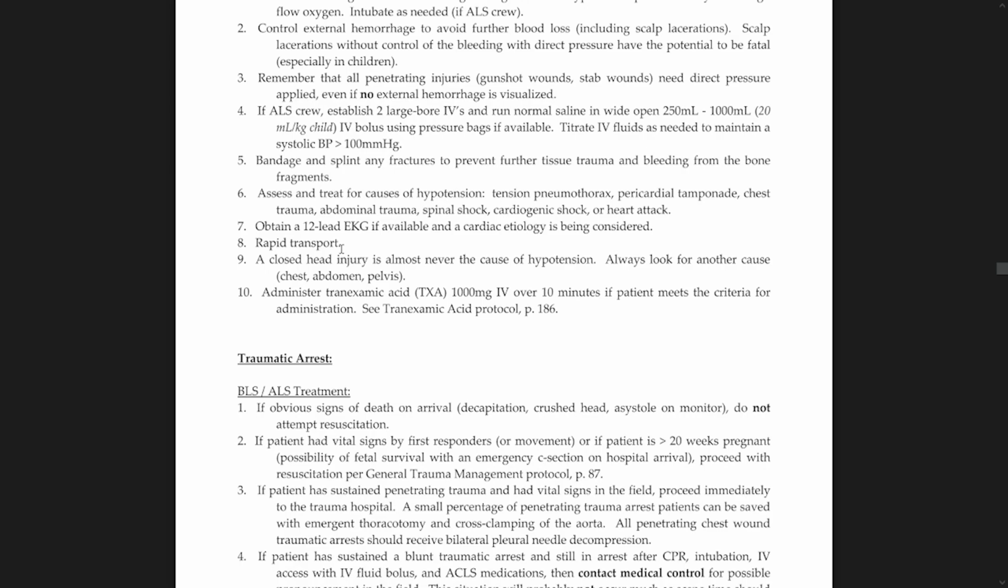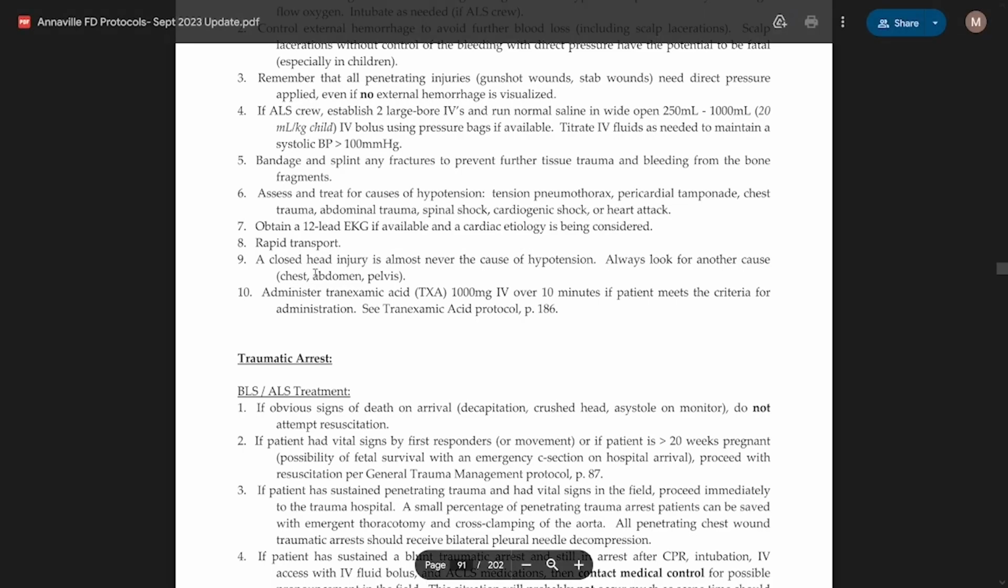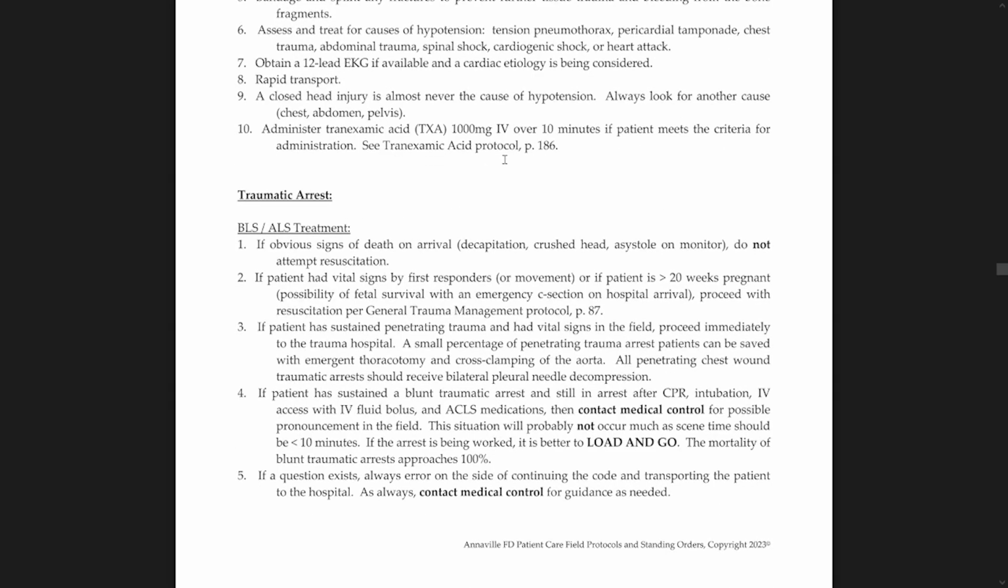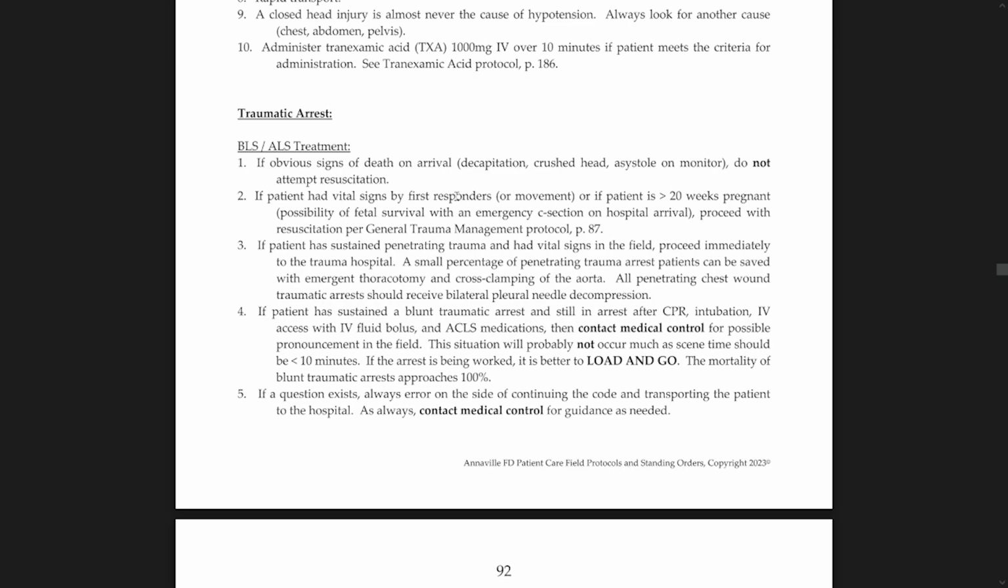Rapid transport is necessary, and a closed head injury is almost never the cause of hypotension. Always look for another cause, such as the chest, abdomen, and pelvis. Administer TXA 1000 milligrams IV over 10 minutes if the patient meets the criteria for administration. See page 186.